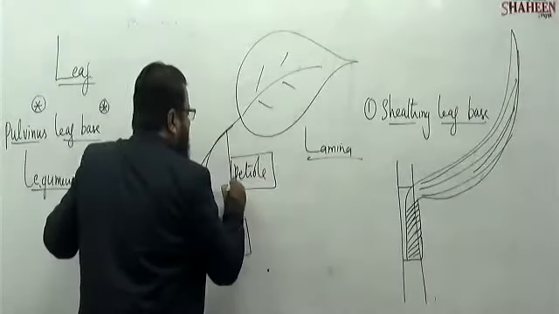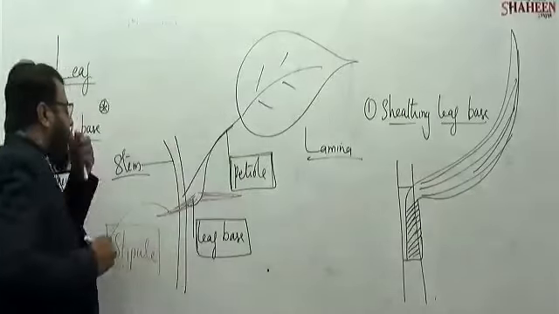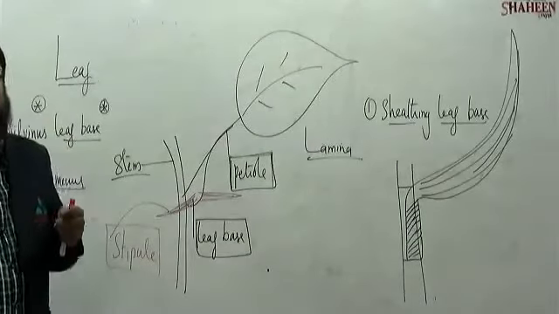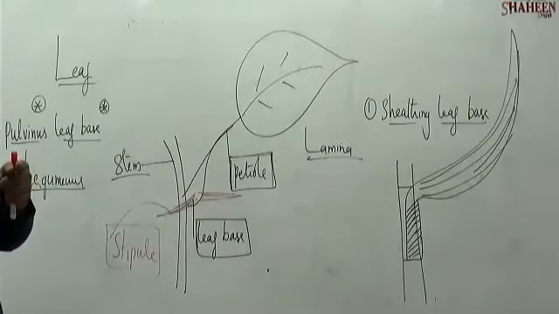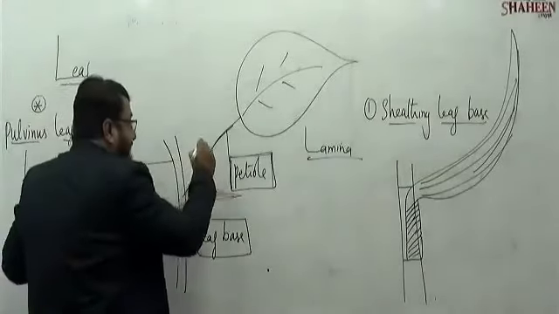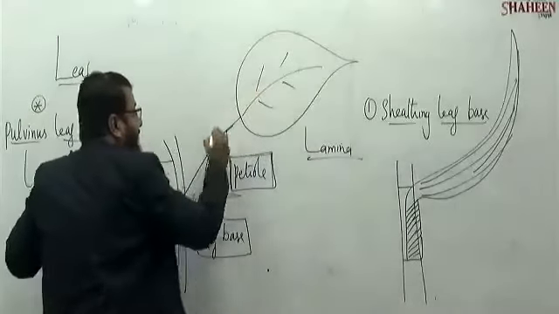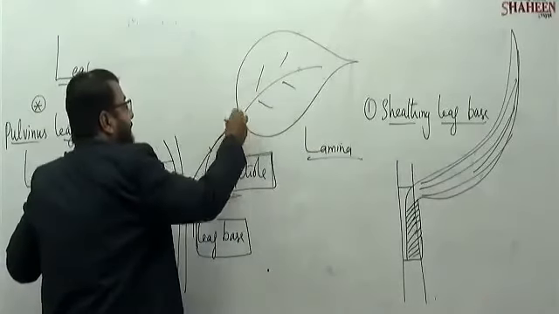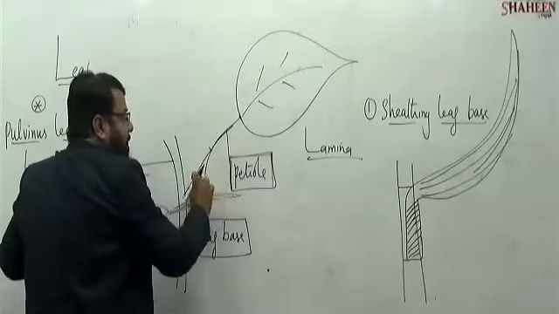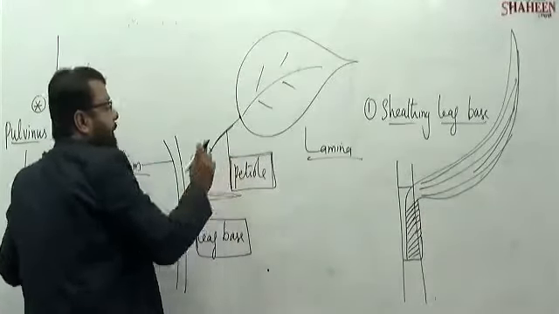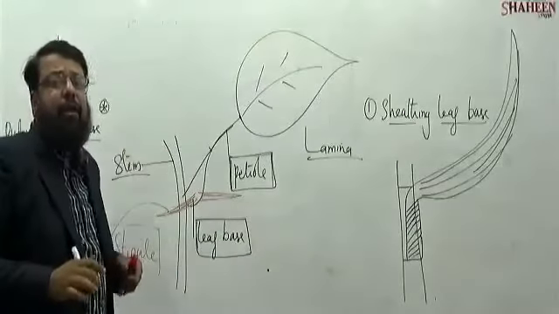The next part is the petiole. Petiole is a stalk-like structure which is meant to attach the leaf base with the lamina. The connecting link between the leaf base and the lamina is the petiole. It is a stalk-like structure.